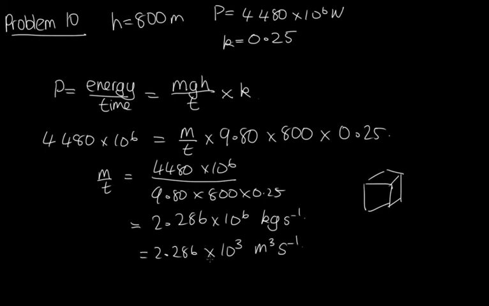Now we've probably got too many significant figures there. We've got 2 or 3 given in the question, so let's give this to 3. This is 2.29 times 10 to the 3 meters cubed per second is the volume flow rate.